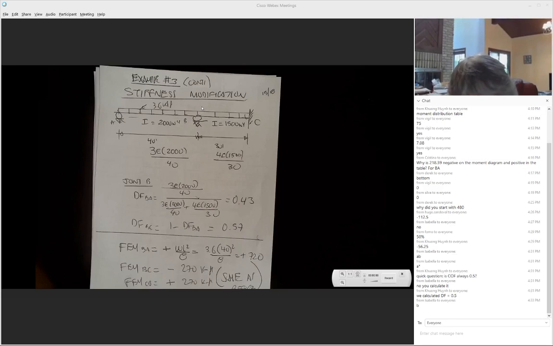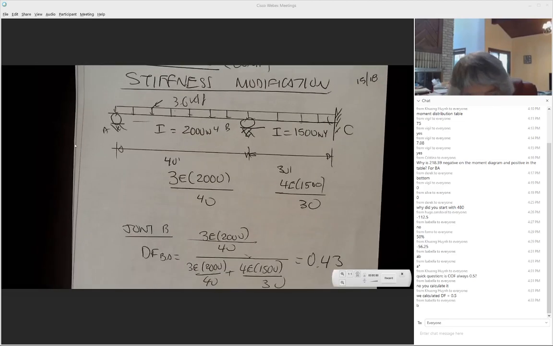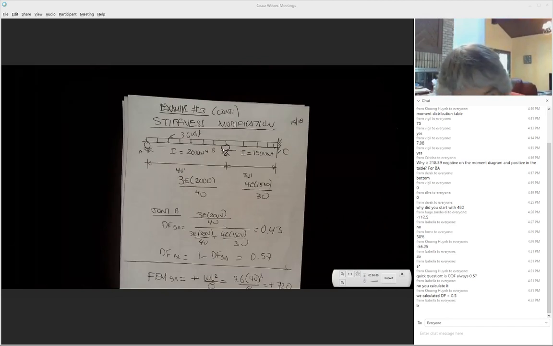Why? Because there is a moment in here, there is a moment on this side, but there's no moment in here. So I'm modifying my stiffness. That means that the carryover factor from here to there is 0. If I modify my stiffness, the carryover factor here is 0, and here 1/2.